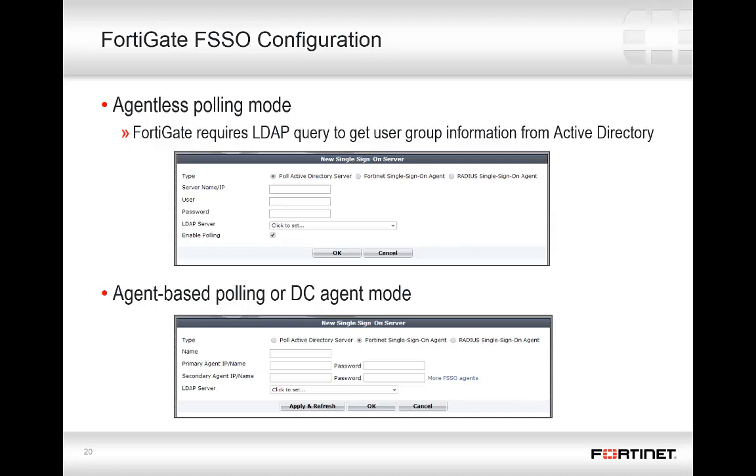FortiGate FSSO configuration is straightforward. If FortiGate is acting as a collector for agentless polling mode, we must select Poll Active Directory Server and configure the IP addresses and Active Directory administrator credentials for each DC. If we have an external collector agent, either using the DC agent mode or the agent-based polling mode, we must select Fortinet Single Sign-On and configure the IP address and password for each collector agent.